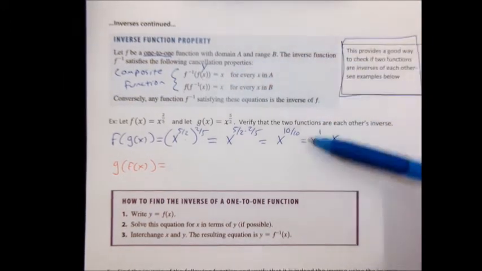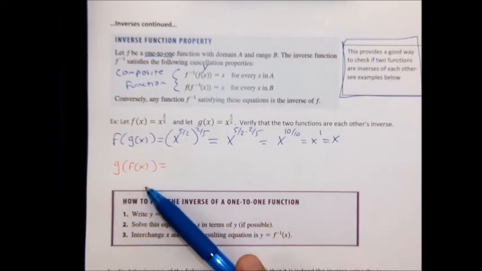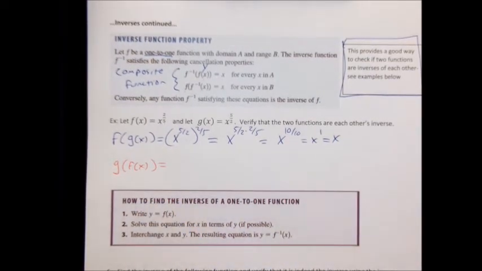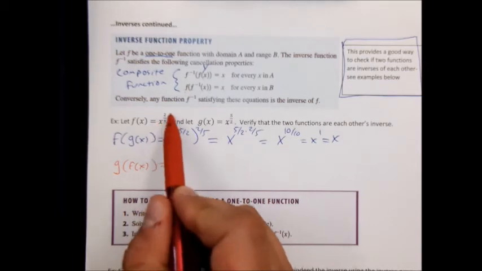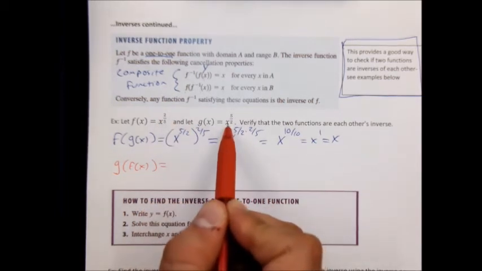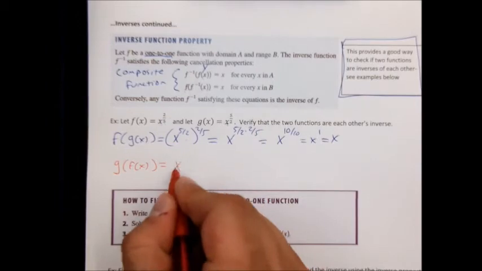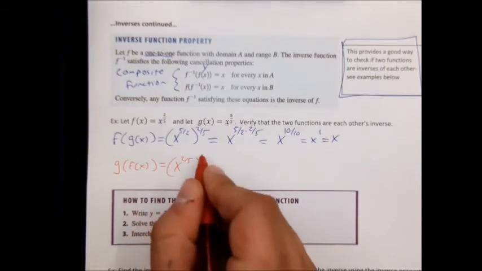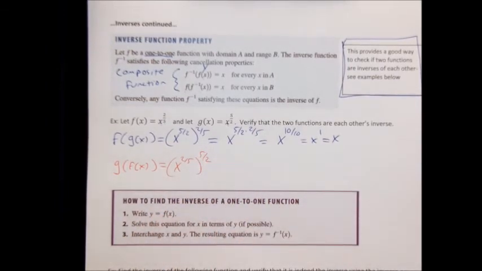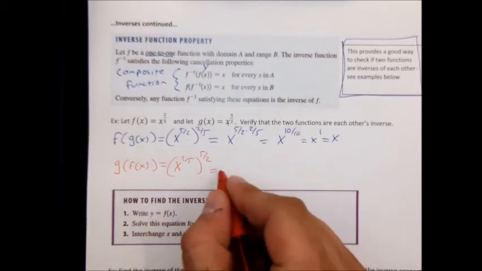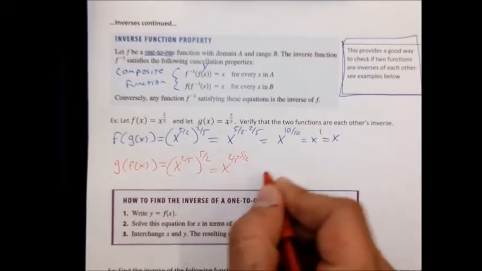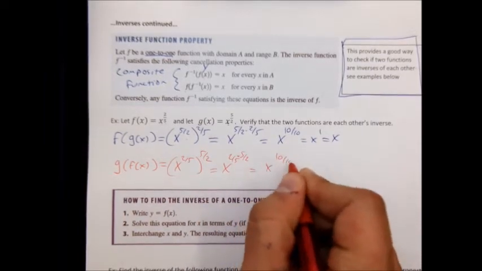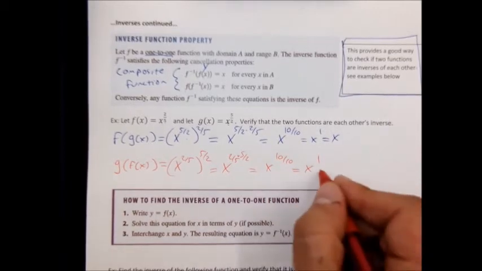And quite frankly, if it works with one of them, it's going to work with the other one. But we'll do the other one just to be sure. But that's a good indication so far. But we'll see the same thing happens when we plug f into g. So plugging f into g means taking this x to the 2/5 and plugging it into this x raised to the 5 halves. And so we'll get x to the 2/5 raised to the 5 halves. And we end up doing the same thing, multiplying those things together. And we end up getting x to the 10 over 10, which is x to the 1, which is x.